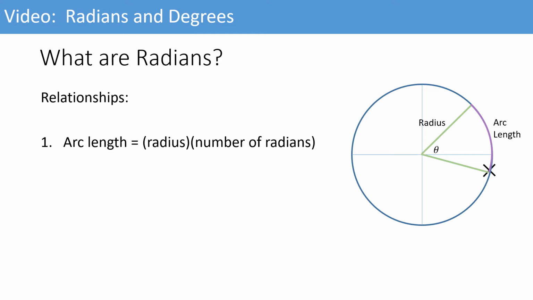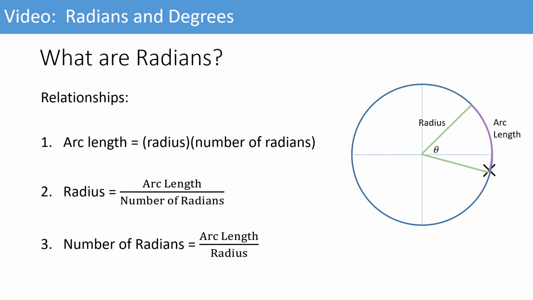Relationships. Here is a formula you should make note of, as it will be important when completing your lesson. The arc length is equal to the radius times the number of radians. Or the radius is equal to the arc length divided by the number of radians. Or the number of radians is equal to the arc length divided by the radius. Again, please make note of this as you will be using it.